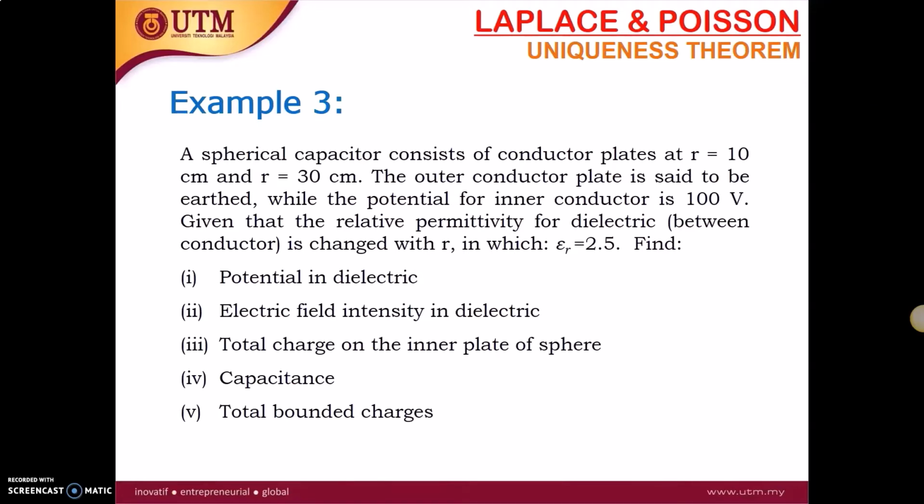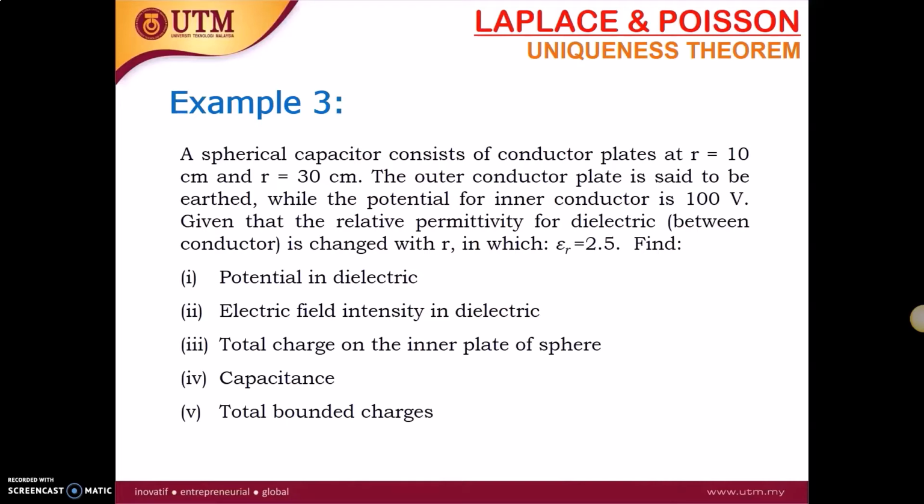Next, we go to example 3. A spherical capacitor consists of conductor plates at R equal to 10 cm and R equal to 30 cm. The outer conductor plate is said to be earthed, while the potential for the inner conductor is 100 volts.